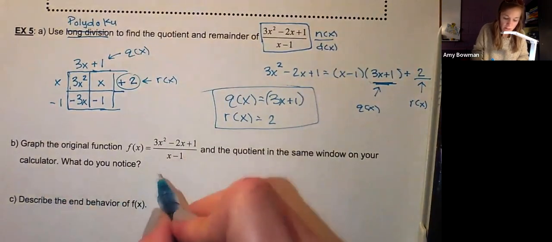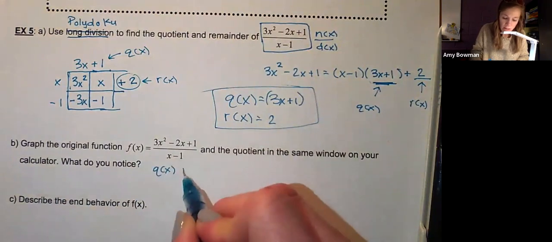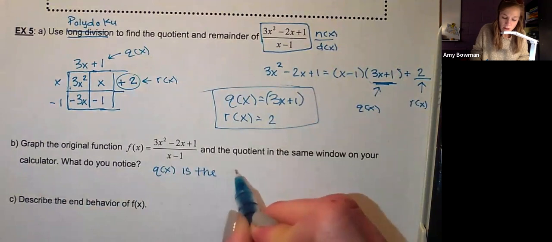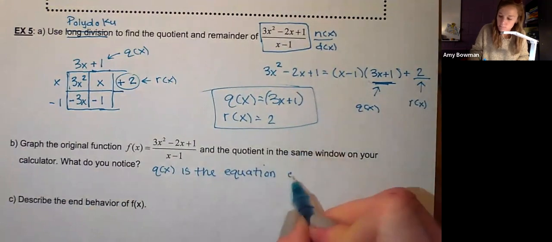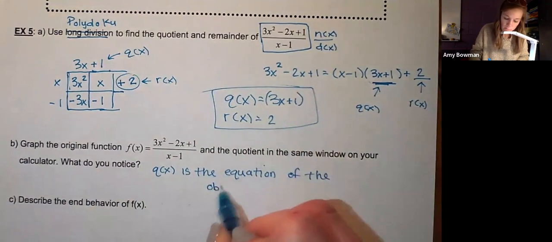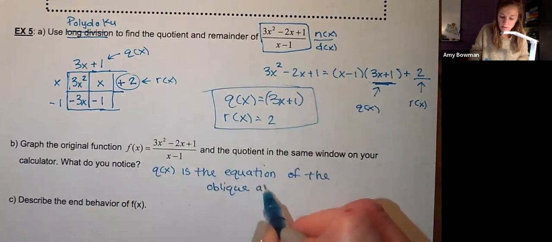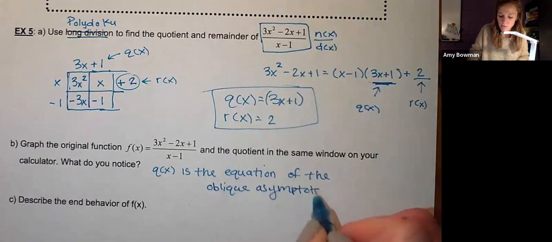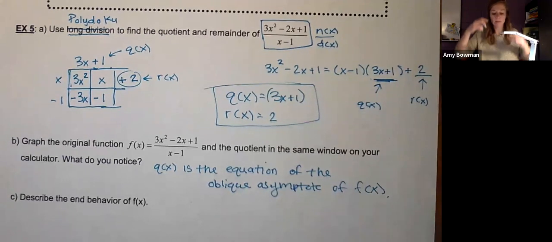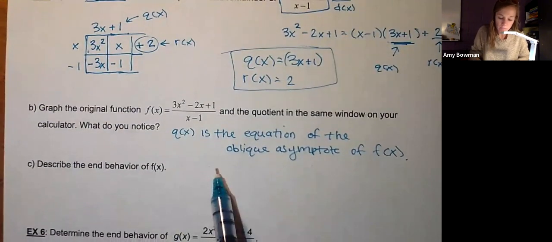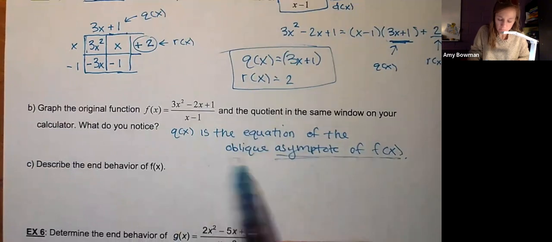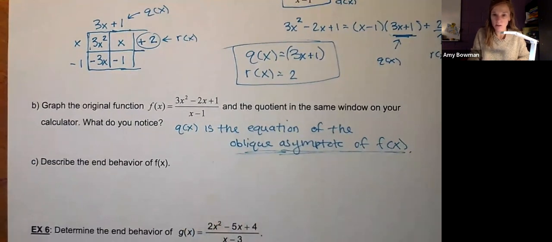So first of all, what do we notice? So the quotient is the equation of the oblique asymptote of f of x. Okay, why does this matter to us? Well, that's because if I know the equation of the oblique asymptote, so oblique asymptotes and horizontal asymptotes always indicate end behavior for us, meaning what happens at the far positive and negative ends of the graph.